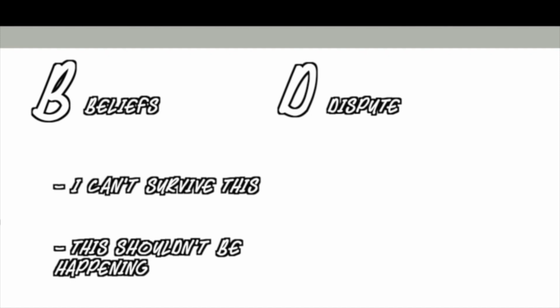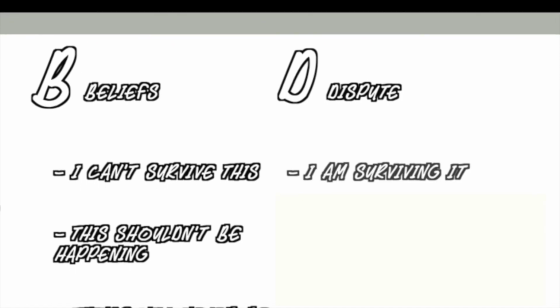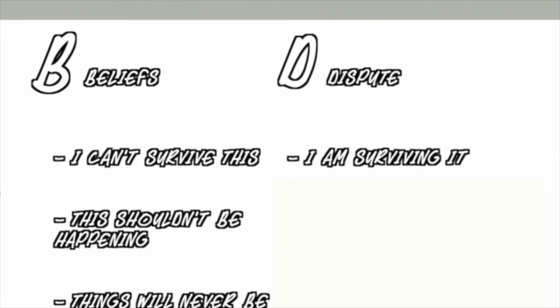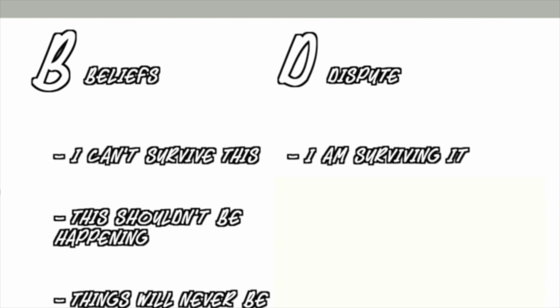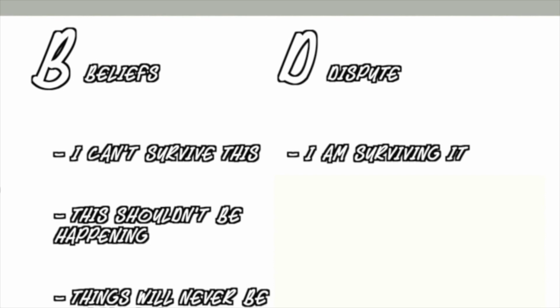What we want to do is dispute our beliefs, like disprove them. If my anxiety and all those consequences are caused because I believe these statements, then I want to dispute them. So, I can't survive this. I could dispute that by saying I am surviving it. And then I want to look at a list of cognitive distortions. I want to figure out which distortion it is in that statement, if there is a distortion.